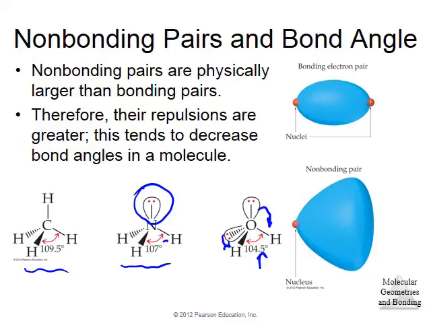In the case of ammonia, also the angle is not 109.5, it's 107 degrees, smaller than that because there is one non-bonding electron pair. 2 non-bonding pairs in the case of water squeeze the angle even further from 109.5 to 104.5 degrees.